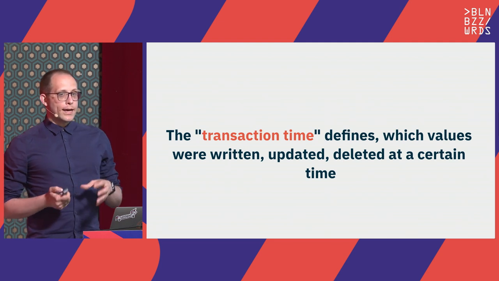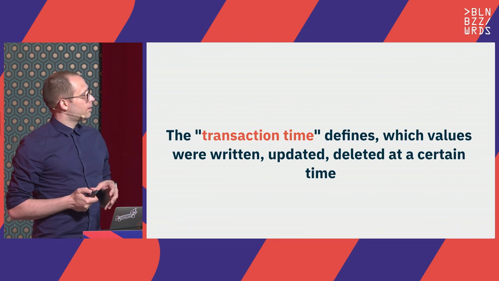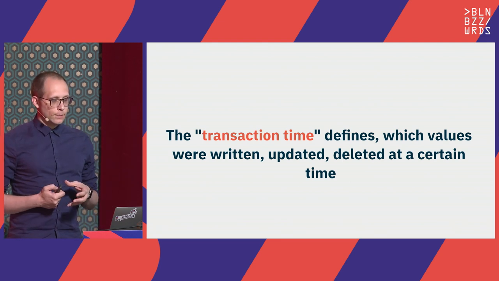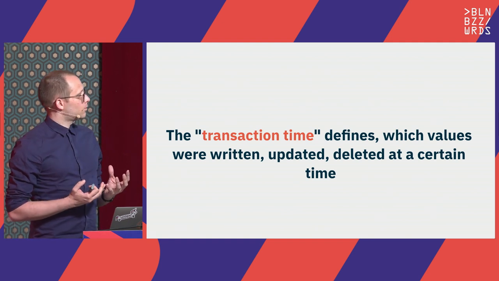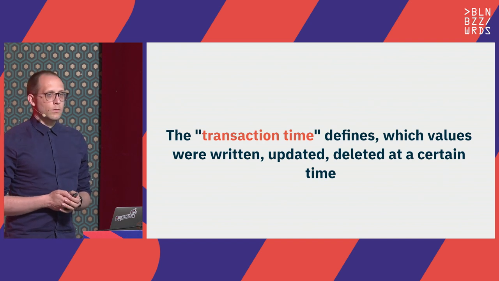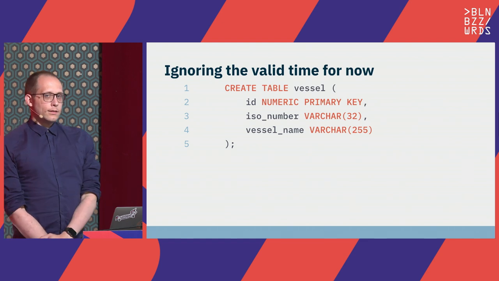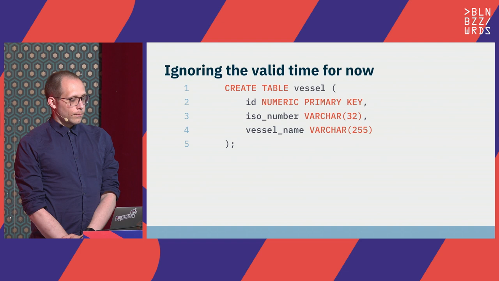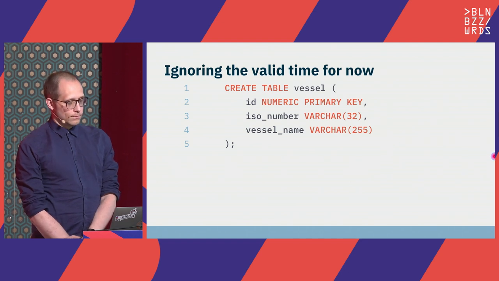We will build that by hand for now, because Postgres SQL does not have any really well-designed features for bitemporal data storage or transaction time. There are some extensions, but I like building things by hand to understand the concepts, so you're stuck with me here to do the same. We are ignoring the valid time for now and just concentrating on the transaction time. And we don't see it in this table here. We have just a table with the ID, the ISO number, and the vessel name.